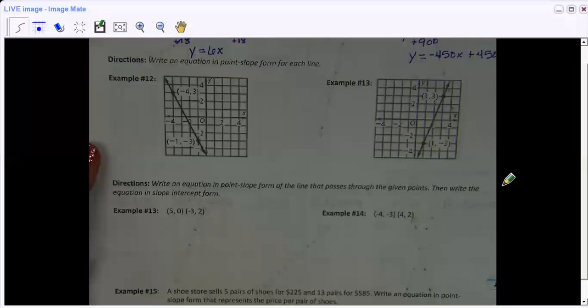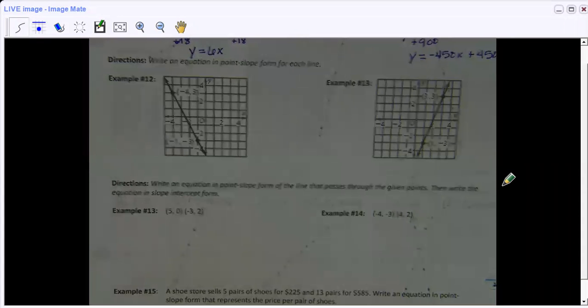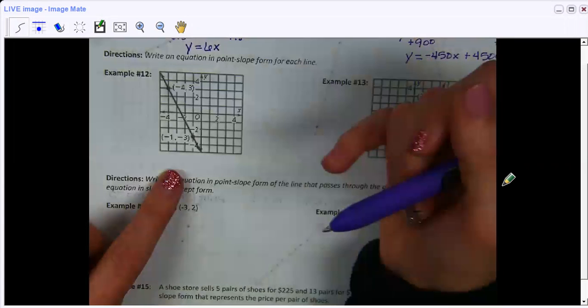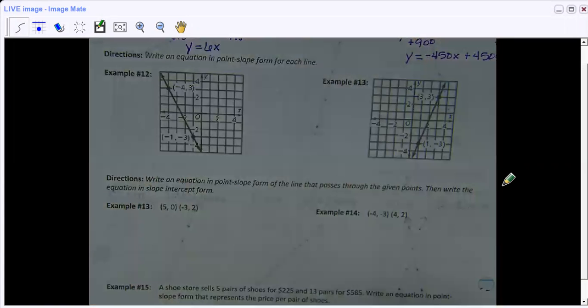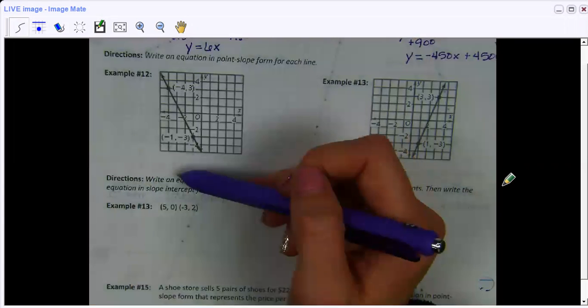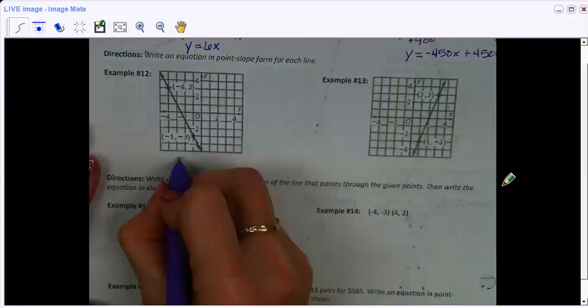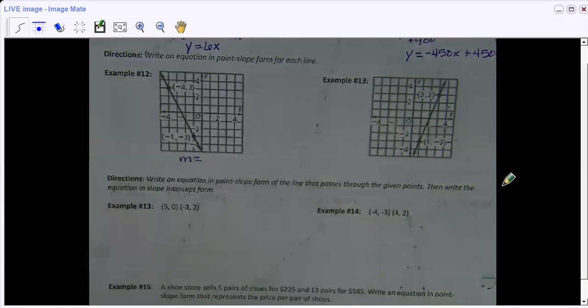Okay, these next two problems, we are going to use the graph to write an equation in point slope form. So again, you need a point and you need a slope. Now, the good thing about these graphs is they give you 2 points. So we're actually going to write 2 equations, one for each of the points. But the first thing that we need to do is find the slope. So I want you guys to try to find the slope of this graph using rise over run.